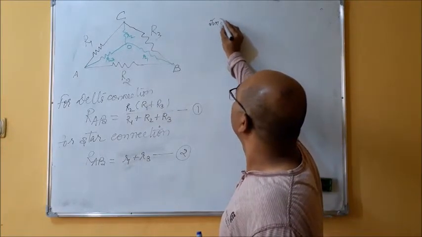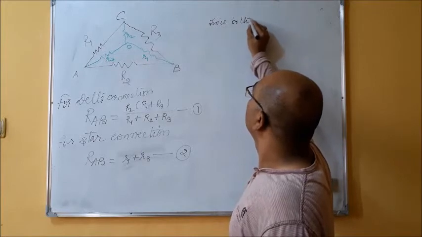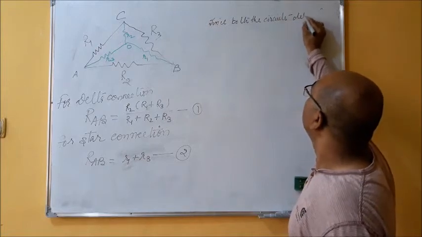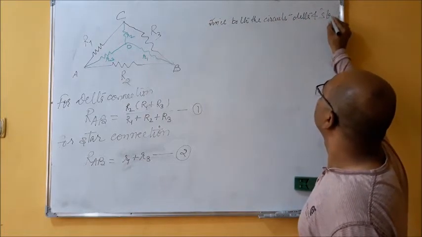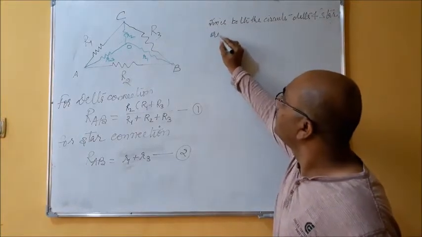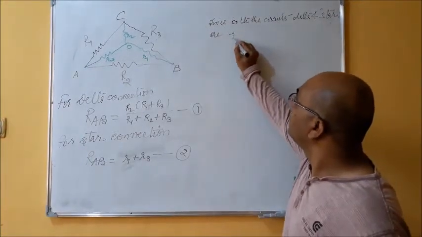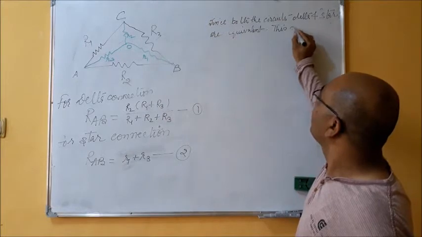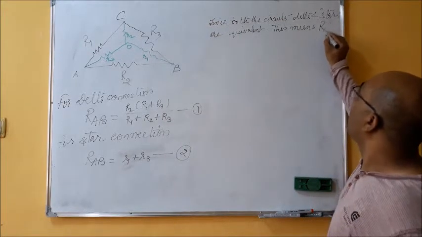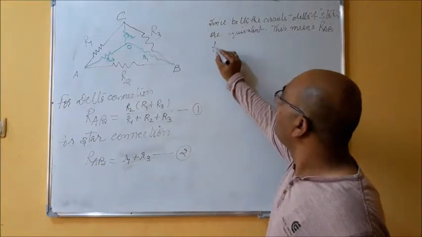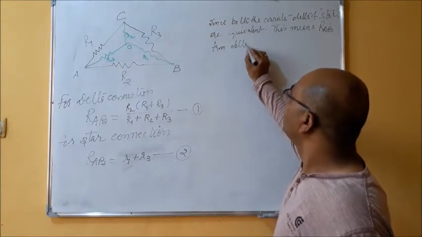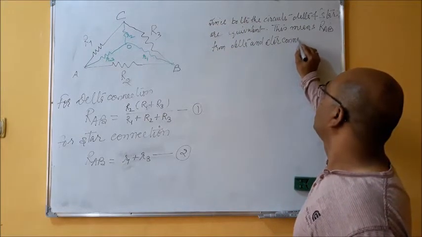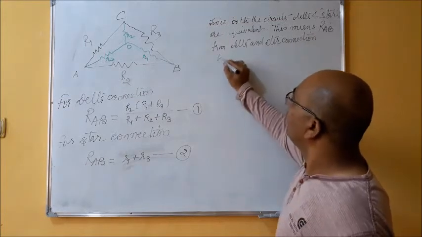are equivalent, since both the circuits, delta and star, are equivalent. This means Rab from the delta and star connection will be the same.